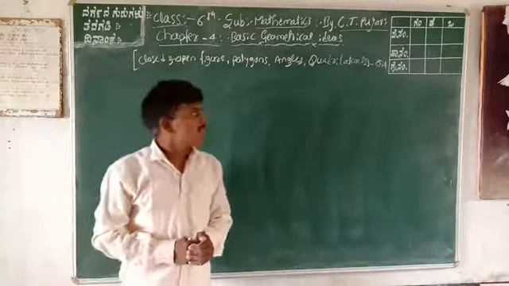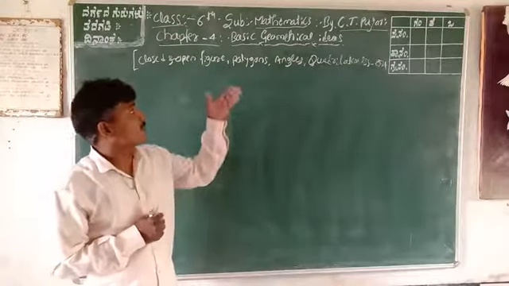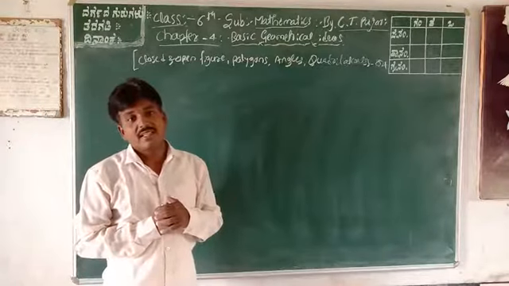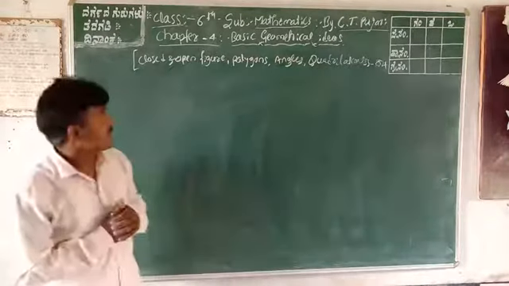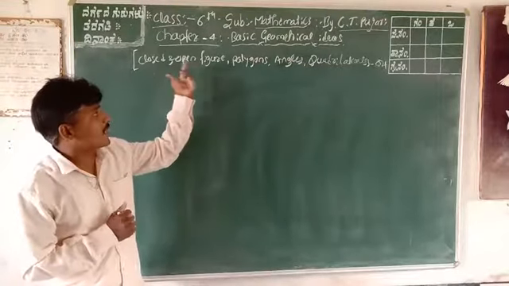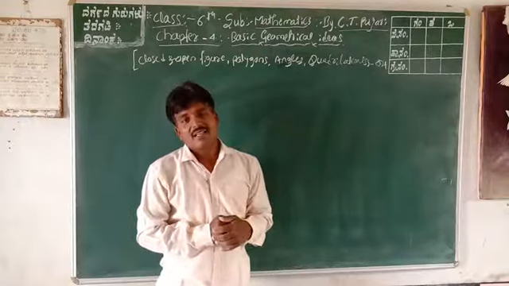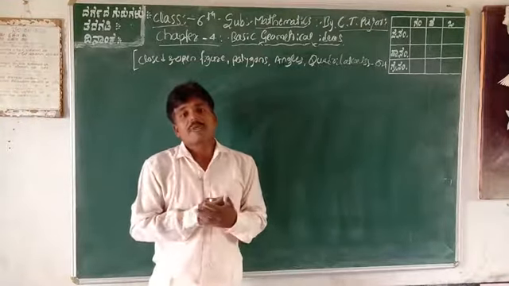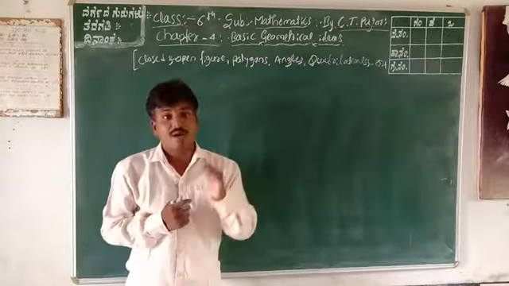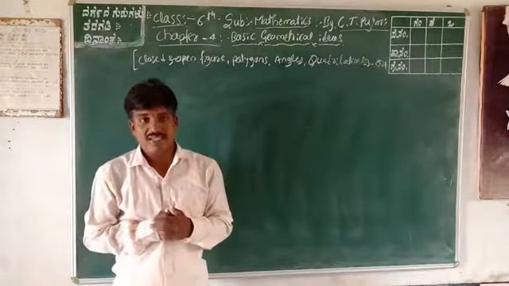Dear students, today in your 6th standard, chapter number 4 is Basic Geometrical Ideas. Today you will learn about closed and open figures, and also polygons, angles, quadrilaterals and circles. In your previous class you learned the basic concepts of geometry: the point, line and line segment.